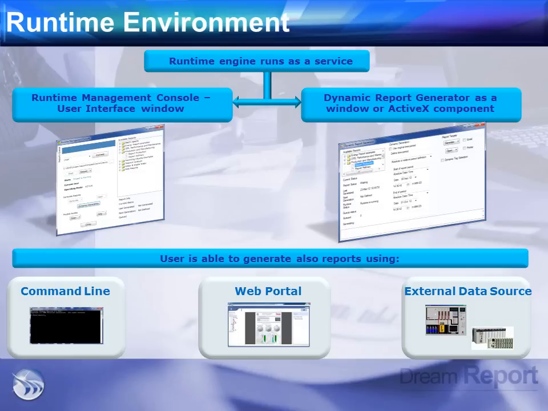Dream Report also has Dynamic Report Generator, which enables users to select any report in real time, select a dynamic time period or desired batch ID, and generate that report for the selected period. Dynamic Report Generator is available as a window and as an ActiveX component, which allows users to integrate the Dynamic Report Generator control into third-party applications. Besides manual generation, Dream Report allows users to generate reports using the command line or from a web portal, or using a real-time event from an external data source like HMI or SCADA or PLC.